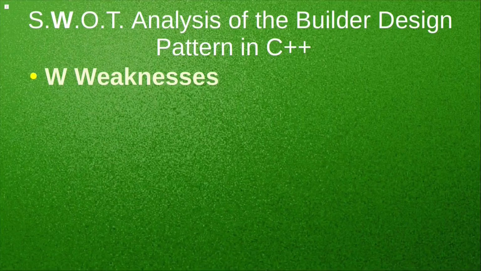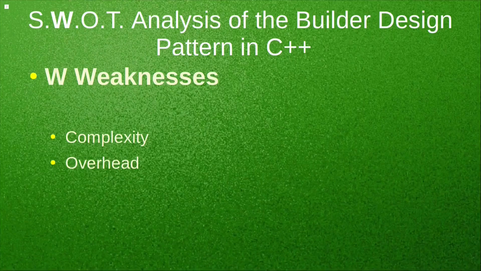W. Weakness. Complexity. Introduces additional classes and methods, increasing system complexity and potential maintenance overhead. Overhead. Requires extra effort to design and implement for simple, straightforward objects in C++. Dependencies. Builder depends heavily on the director class, making refactoring more challenging in large systems.